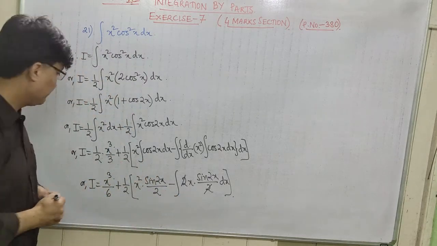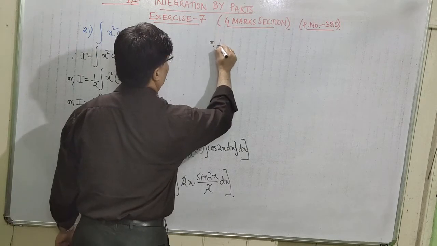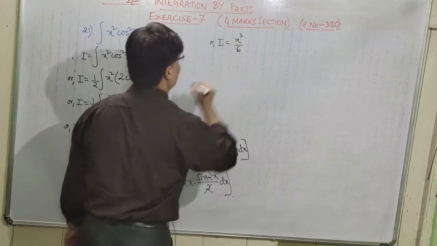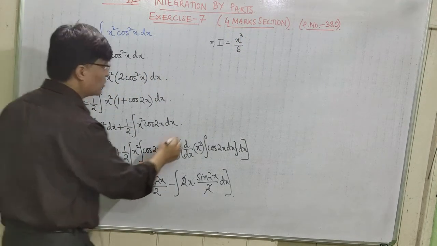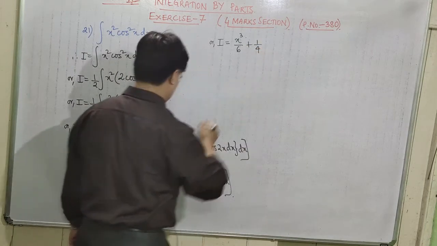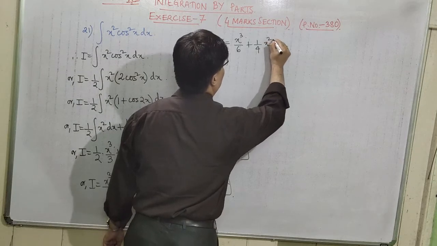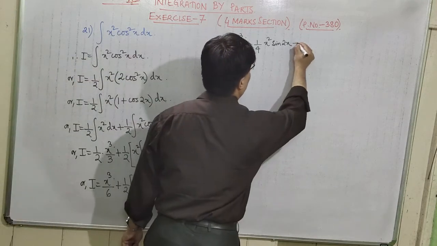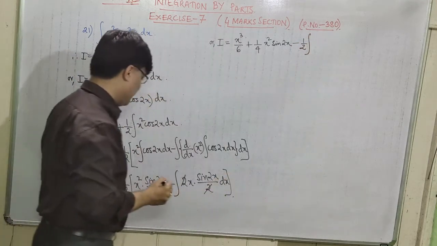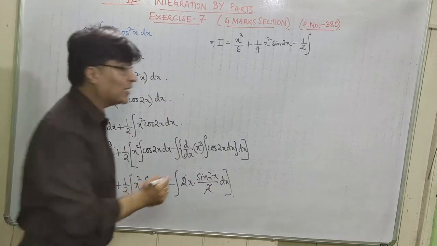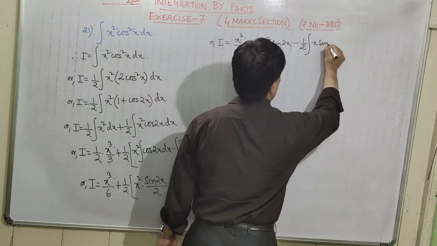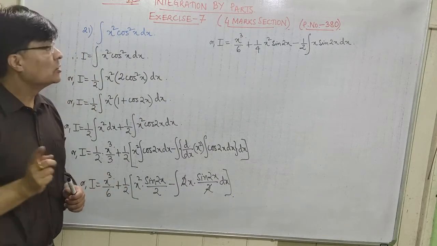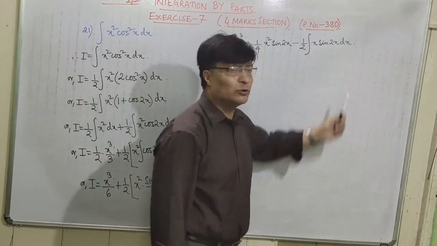Now this expression is within the third bracket. Now multiply by half here. So what do we get? I is equal to x cubed by 6 plus, multiplying by half, 1/4 x square sine 2x, then minus half integration of x sine 2x dx. Is that clear?